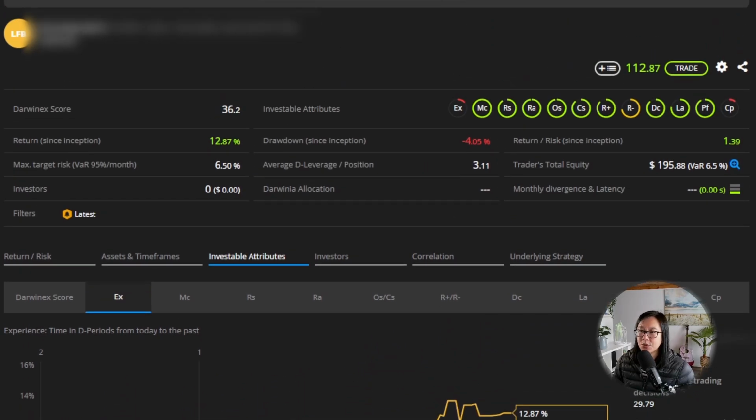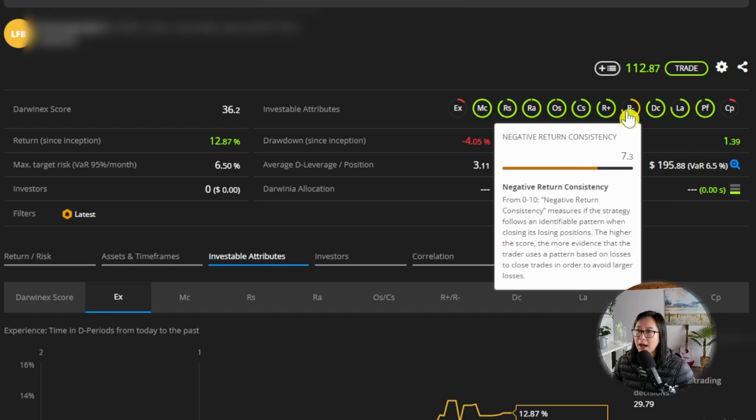The next two categories where I'm not doing too well is this R, and I know that for this specific strategy, my take profit is quite small and my stop loss is quite big, so there's not much I can do in terms of improving this R ratio.